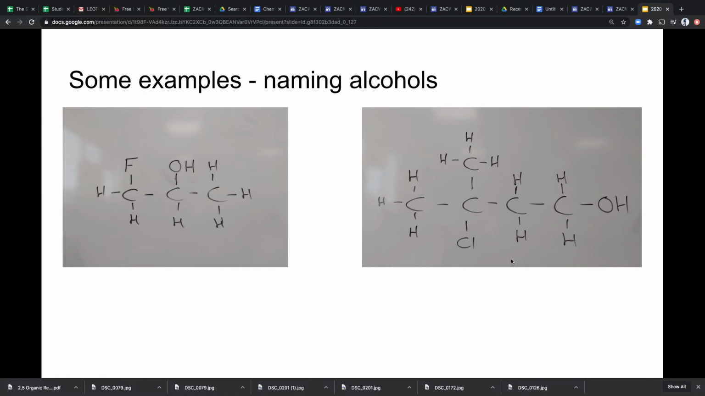So with this first one, can we share a name for it? What should we name this? 1-fluoropropan-2-ol. Say that again. I just couldn't hear. 1-fluoropropan-2-ol. Sounds good to me.